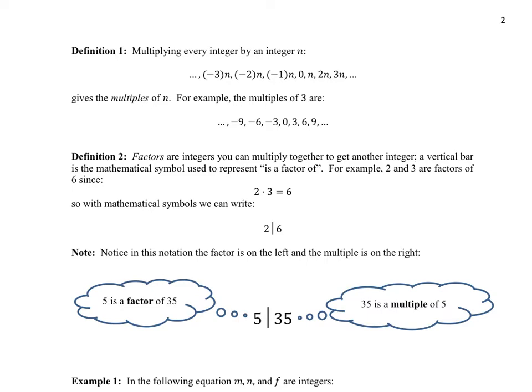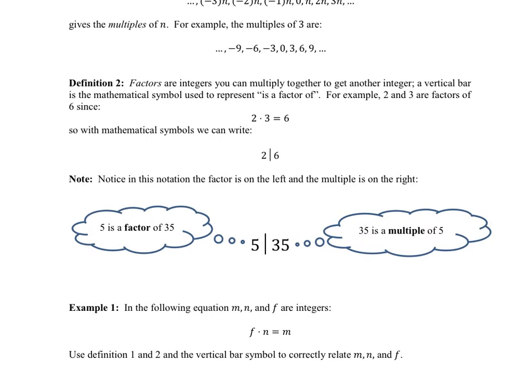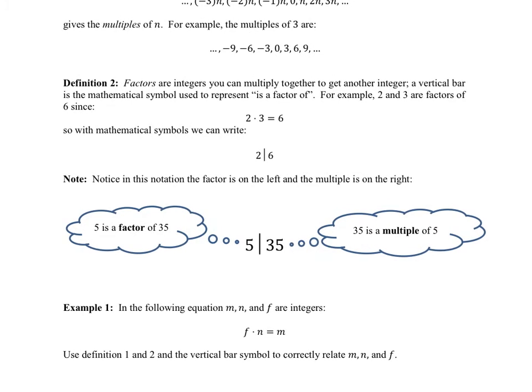So it's kind of nice to think about multiples and factors in this symbolism because they're both represented. If you read from the left going to the right, you read as a factor. So 5 is a factor of 35. Or reading from the right to the left, you could read 35 is a multiple of 5.